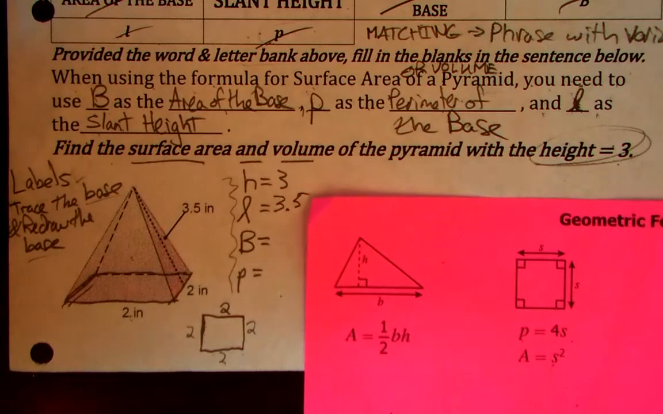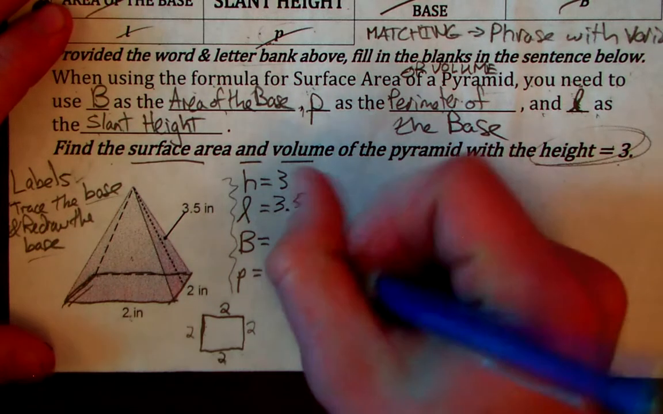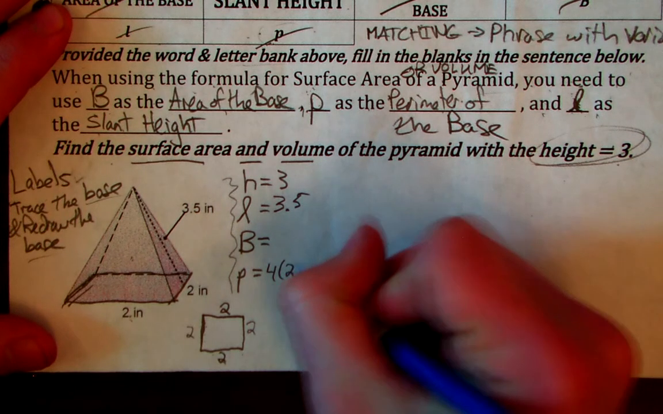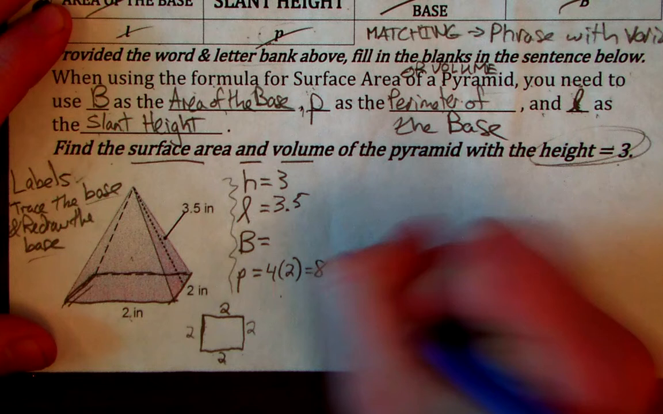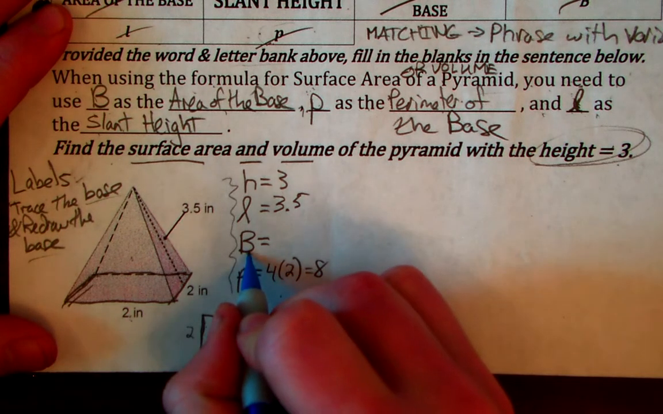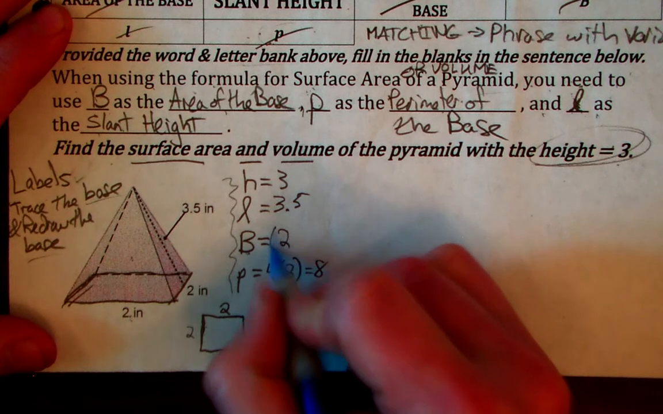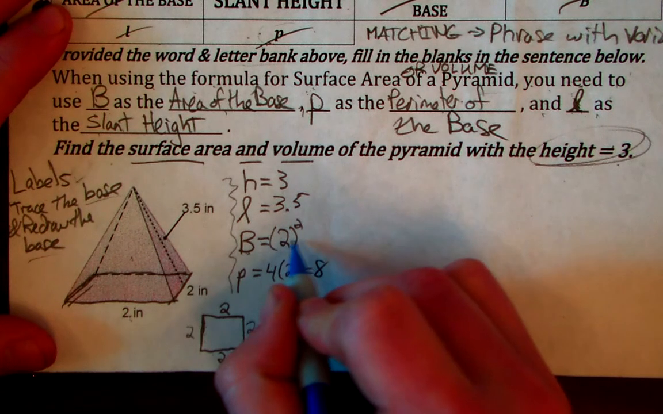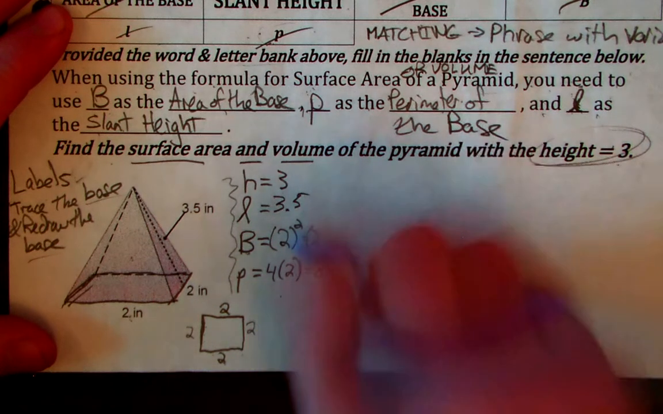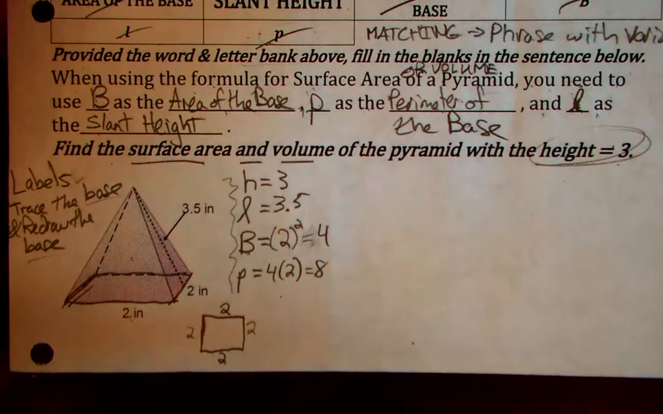So let's have it like this. Let's have, again, our perimeter. The perimeter, again, is going to be 4 times the side length. So that's going to be 8. And then the area of the base, or big B, is going to be the side length to the second power. Again, make sure that's essentially just 2 times 2. So in total, that means the area of our base is going to be 4.